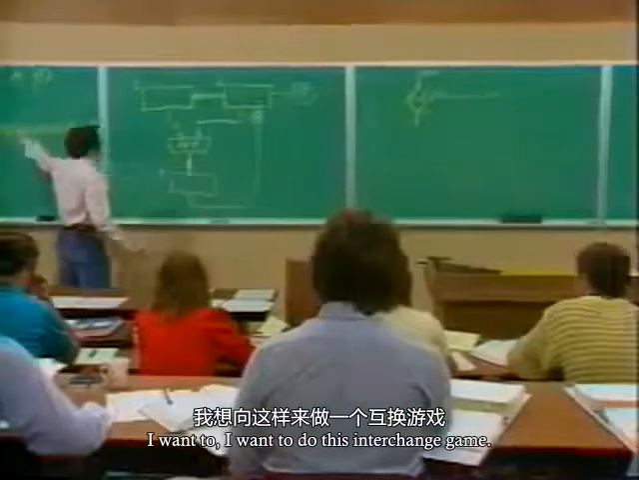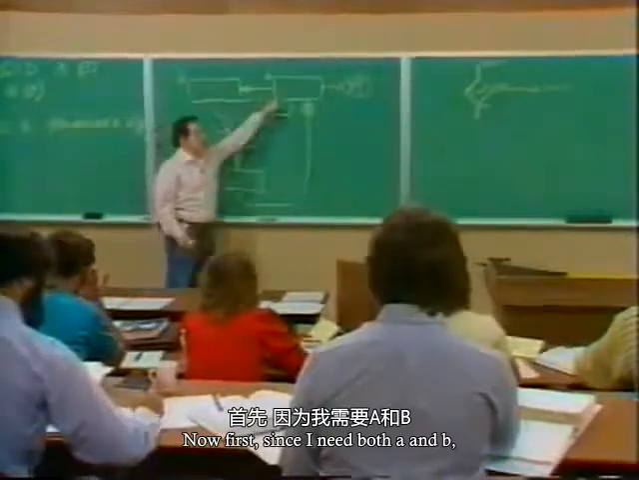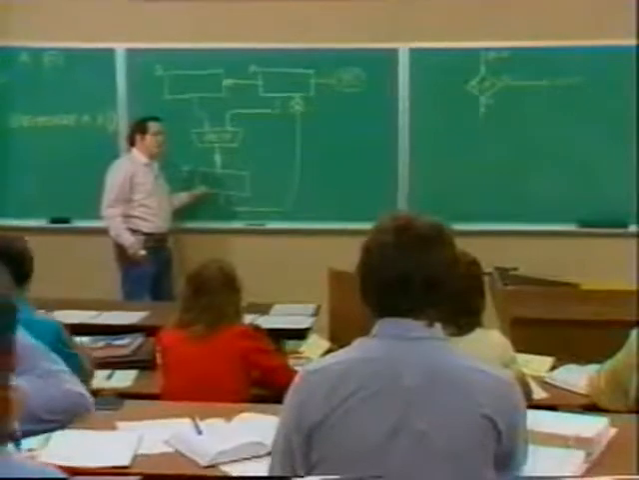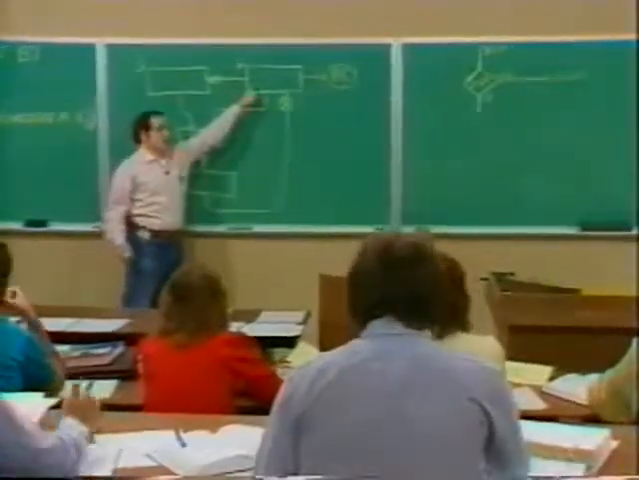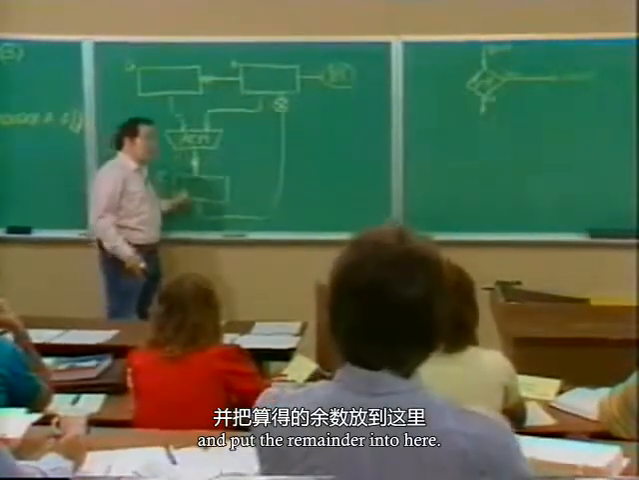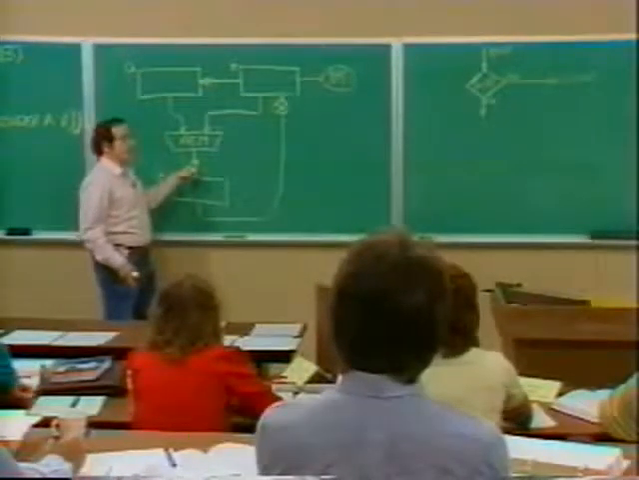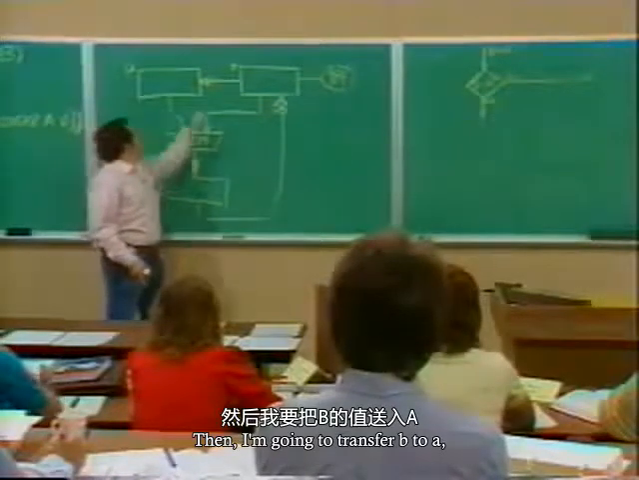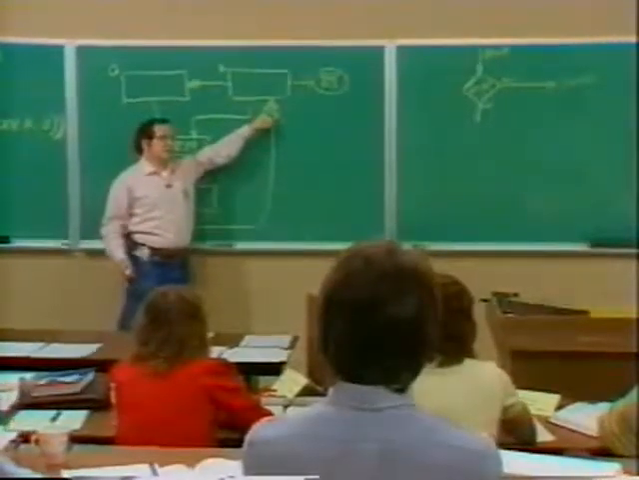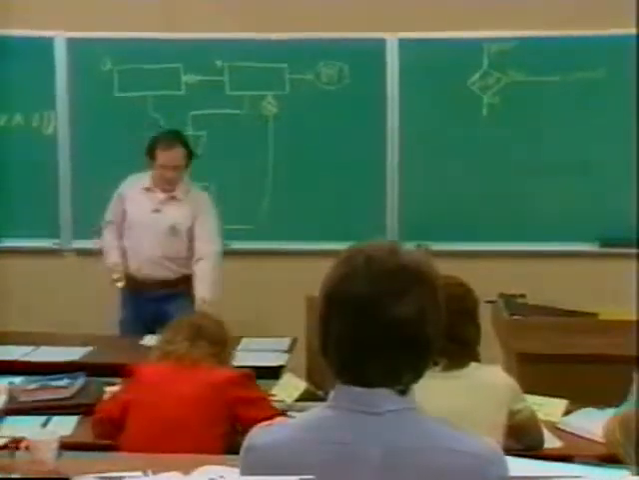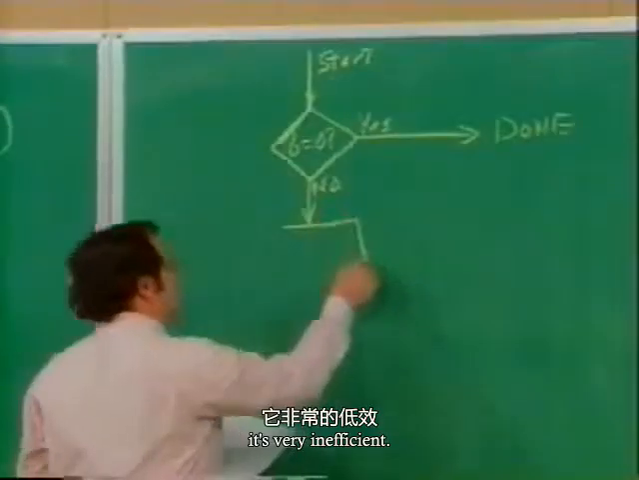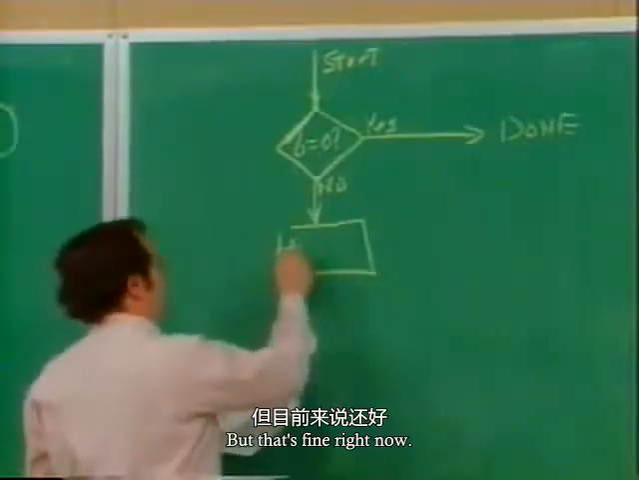I want to do this interchange game. Now, the first instance, I need both A and B, but then the first, and this is not necessary, I want to collect this. This is the thing that's going to go into B. So I'm going to say, take this, which depends upon both A and B, and put the remainder into here. So I'm going to push this button first. Okay? Then I'm going to transfer B to A, push that button, and then I transfer the temporary into B. Push that button. So, a very sequential machine. Very inefficient, but that's fine right now.